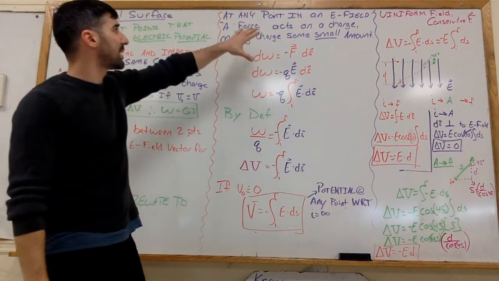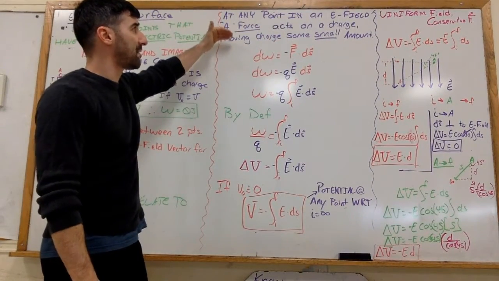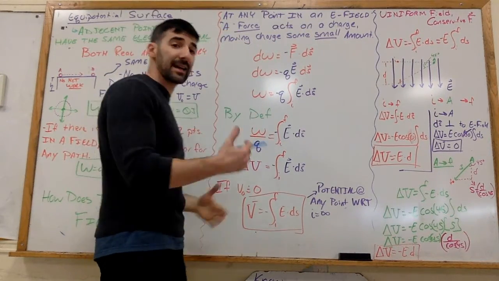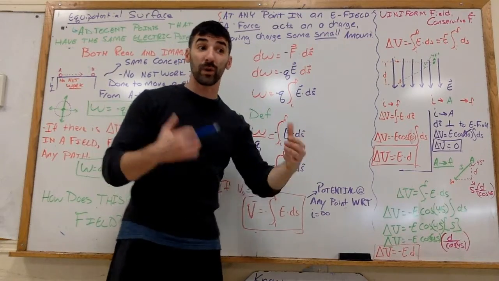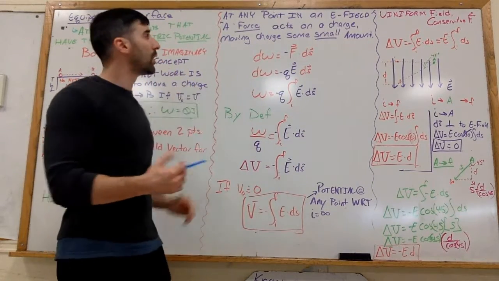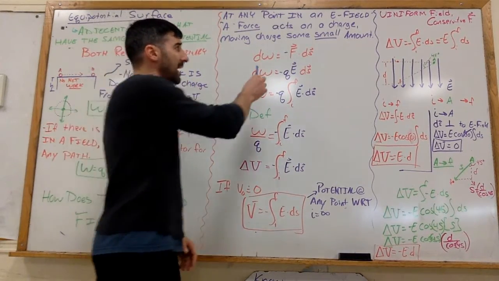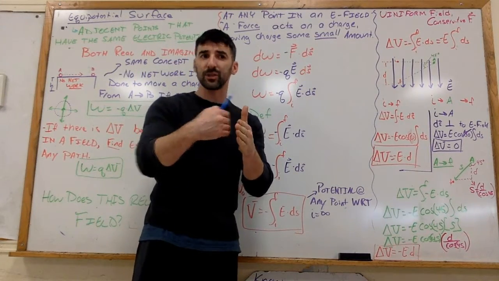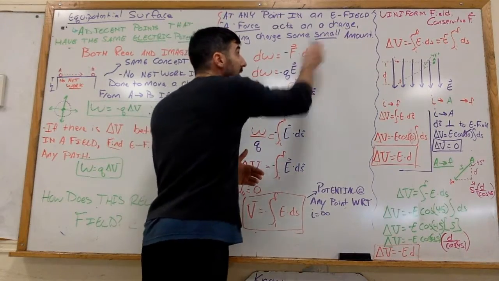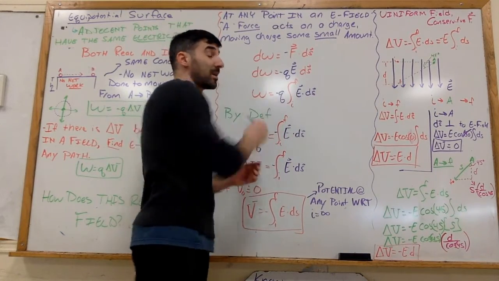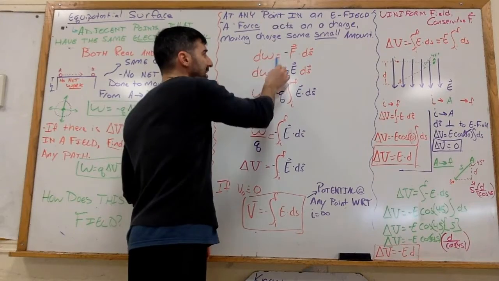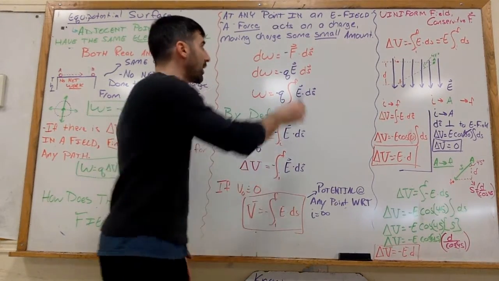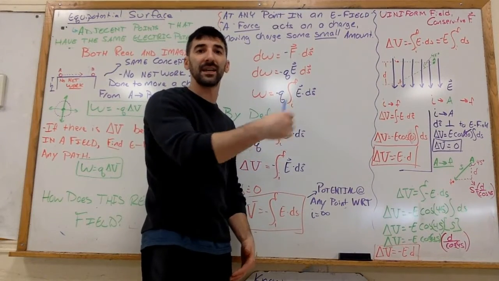At any point in an electric field, there has to be a force. If there's an electric field and a charged object in that, there has to be some kind of electric force. We know that's going to exist. Well, if I move that just some small amount, then I'm going to have a very, very small electric potential, delta V. If I have a small delta V, that means I have a small amount of work, a differential amount, so to speak. So based on what we know, work by definition is F dot d.